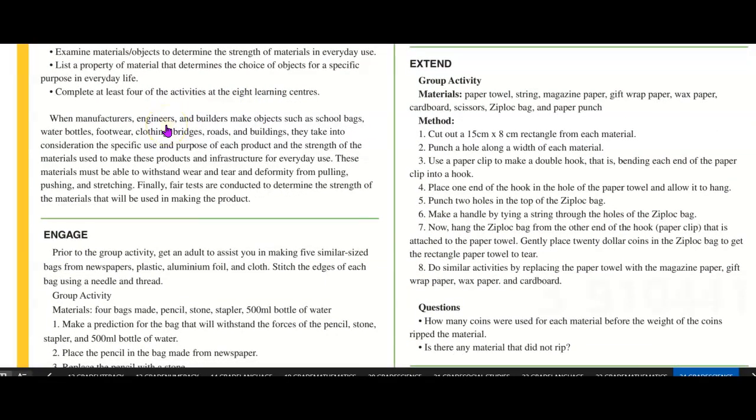When manufacturers, engineers, and builders make objects such as school bags, water bottles, footwear, clothing, bridges, roads, and buildings, they take into consideration the specific use and purpose of each product and the strength of materials used to make these products and infrastructure for everyday use. These materials must be able to withstand wear and tear and deformity from pulling, pushing, and stretching. Finally, fair tests are conducted to determine the strength of the materials that will be used in making the product.